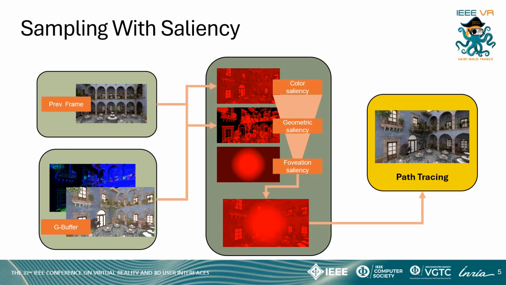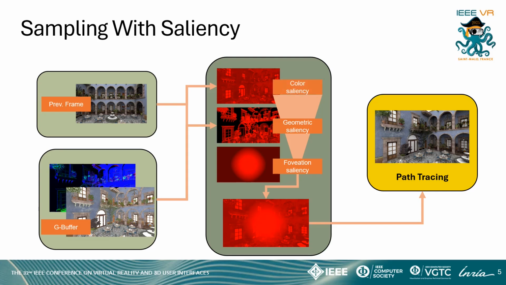To leverage saliency in our pipeline, one of the primary objectives is to predict saliency within the scene, which we then use to direct both path tracing and filtering processes. This prediction relies on an understanding of how the human visual system perceives saliency, which is influenced by 3 key factors. First, it is color.